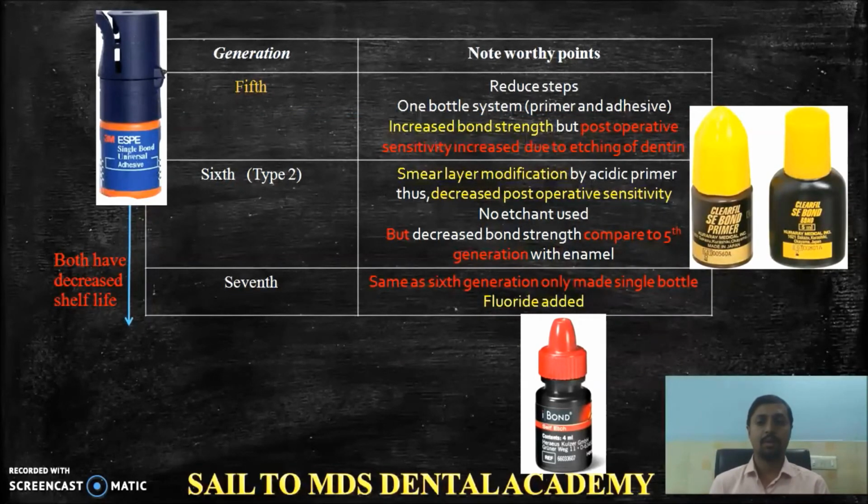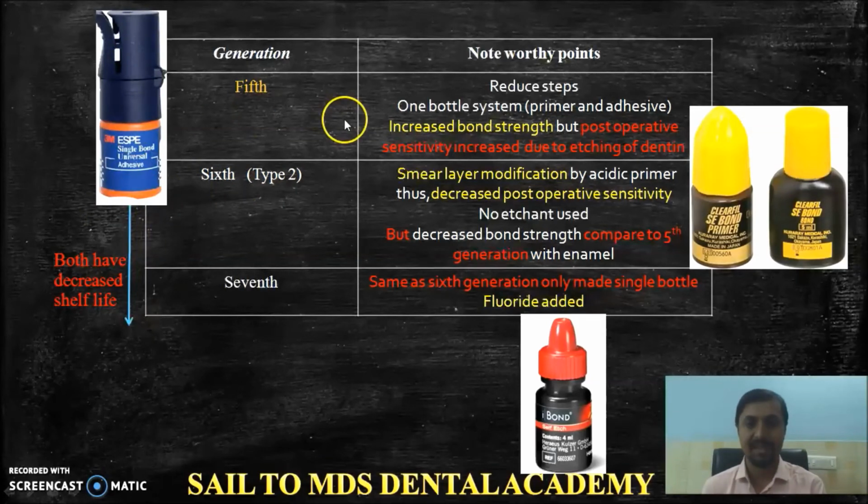The fifth generation bonding agent was just 2 steps, so it was not that much time consuming. Here the one bottle system is used, that is the primer and adhesive were in the one bottle. You can see here the example of the fifth generation bonding agent. So the fifth generation bonding agent was good. The bond strength was somewhere about 18 to 22 megapascal, but the problem is that there was post-operative sensitivity.